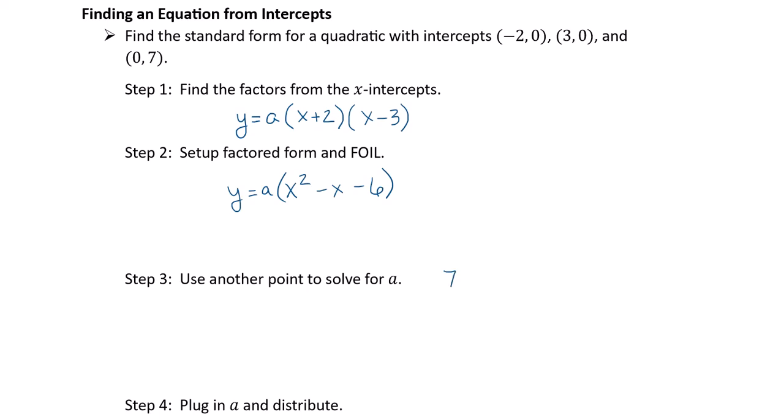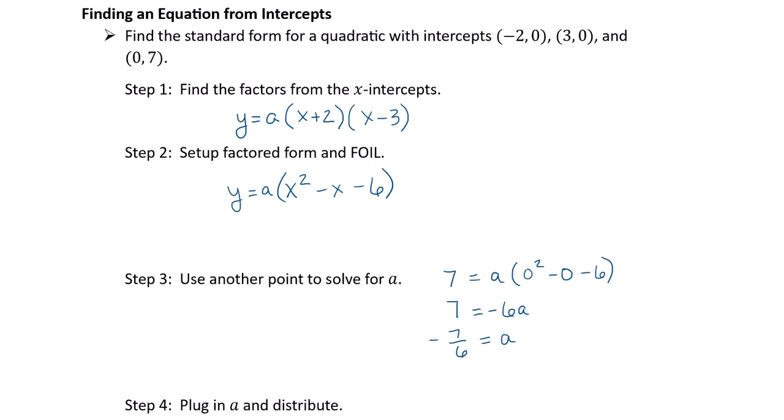Y is 7 equals a times my x is 0 squared minus 0 minus 6. Well, when I simplify everything in those parentheses, I just have a negative 6. And multiplying that times a, I have negative 6a. That equals 7. Dividing both sides by my negative 6, I get a equals negative 7/6.